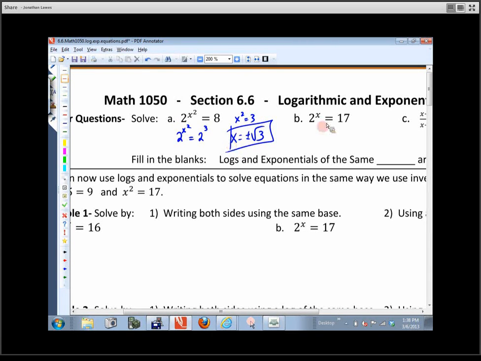Now this next one is a more difficult problem. You can't write both sides using the same base. So what do we do with that? If you can't figure it out in exponential form, we'll write it in logarithmic form. So I can write this as log base 2 of 17 equals x. And that right there is the exact answer. In order to get a decimal approximation for that, you'd have to type it into the calculator, using the change of base formulas that we learned last time.